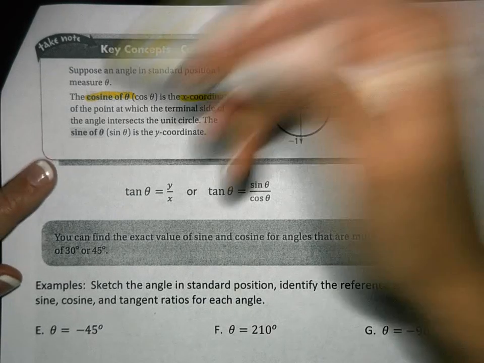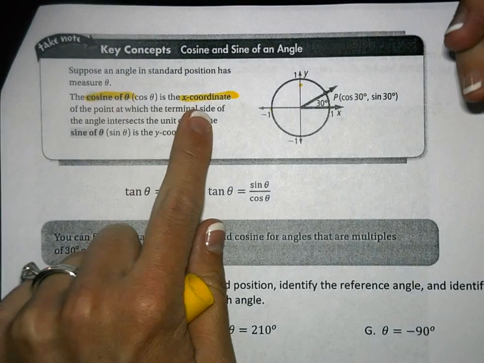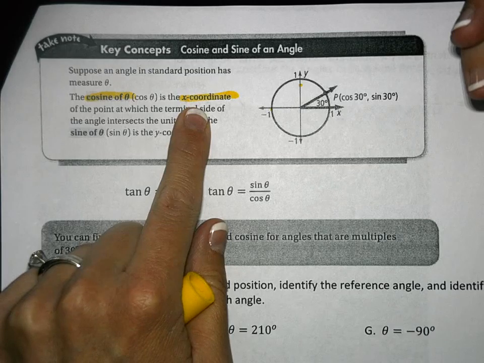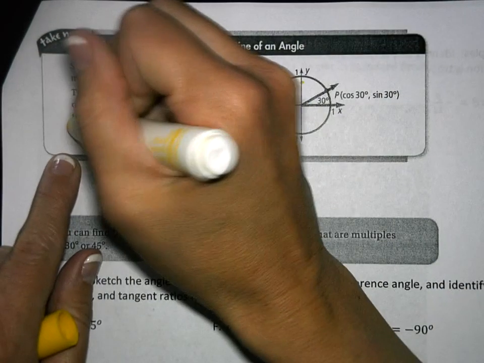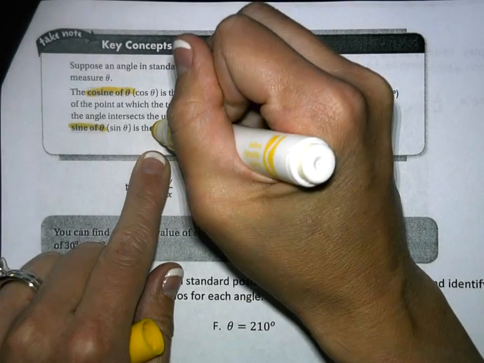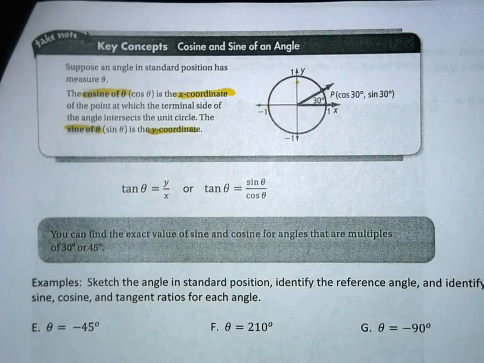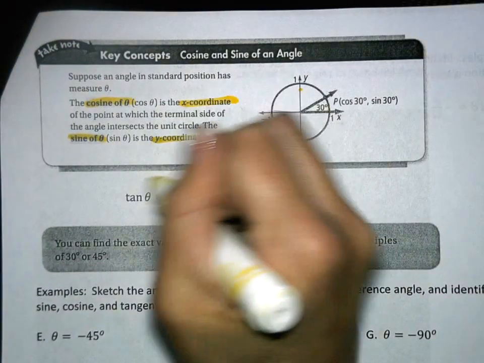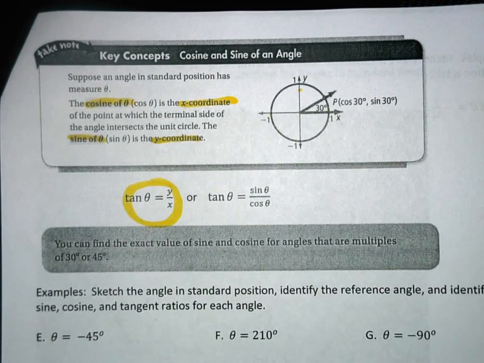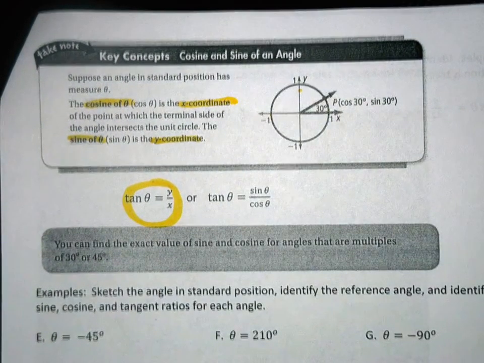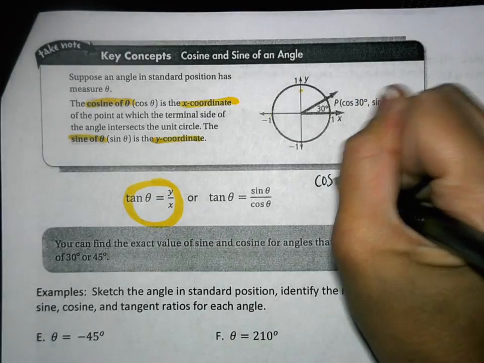And so cosine is always going to be dealing with the x, okay? Where sine is always going to be dealing with the y. And tangent is y over x. This is something you're going to end up wanting to memorize. Okay, so again, I'm just going to write it right here. Cosine is dealing with x.